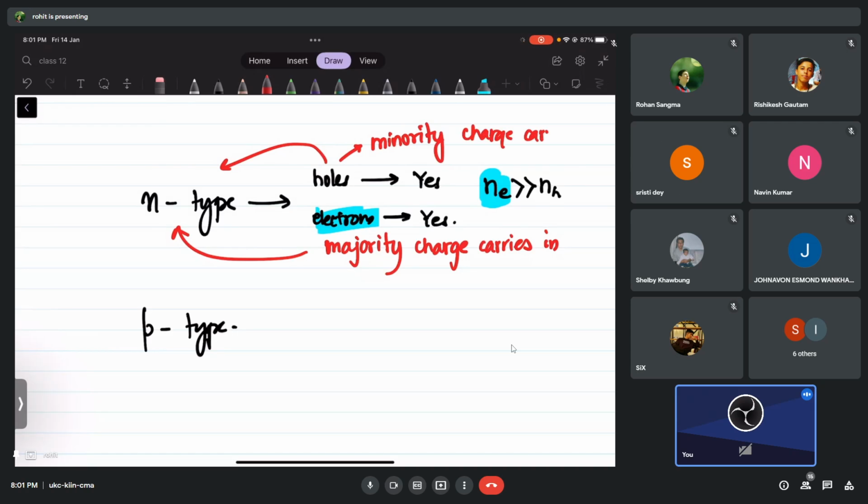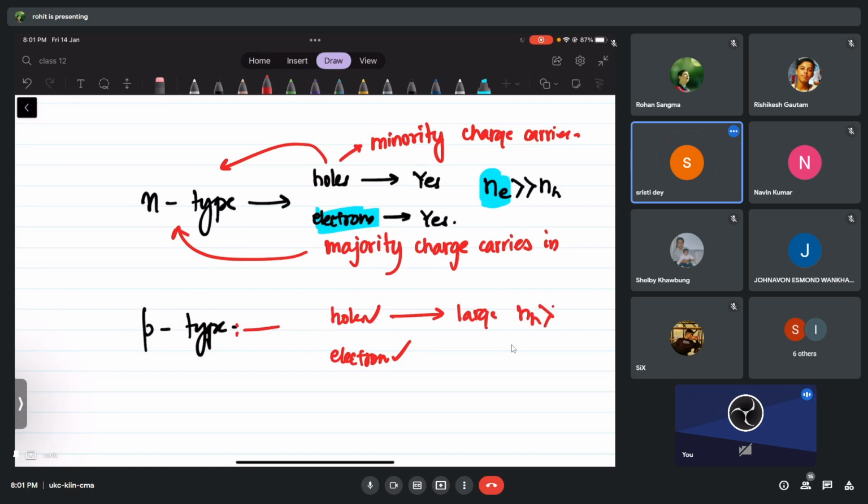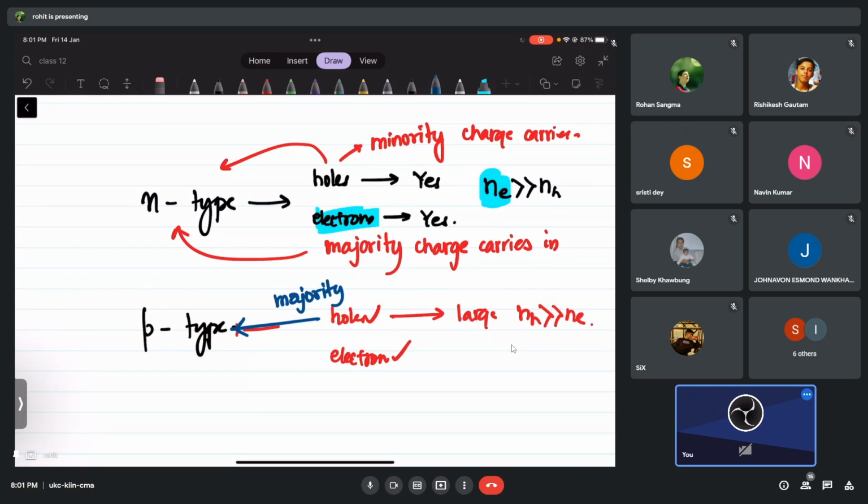Okay. In P-type, do we get holes or not? Yes. Do we get electrons or not in P-type? Yes. But holes are very large in number. As a result, now you tell me, holes are majority or minority in P-type? Majority. Holes are majority and electrons are minority. Okay, I think you are clear with this too.